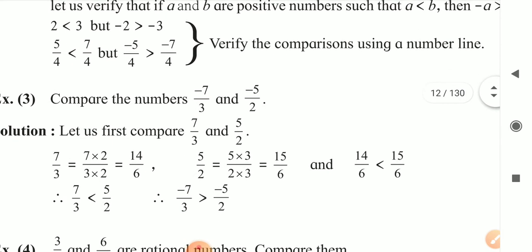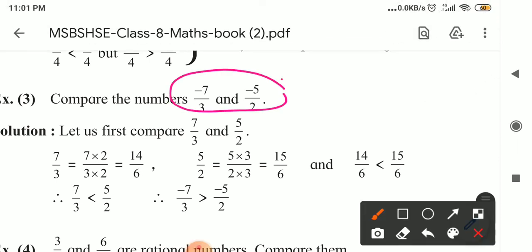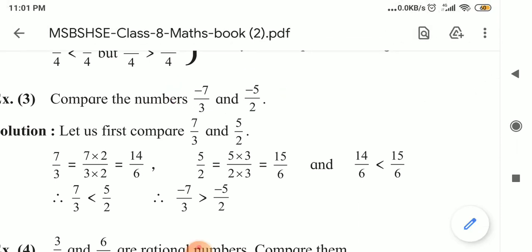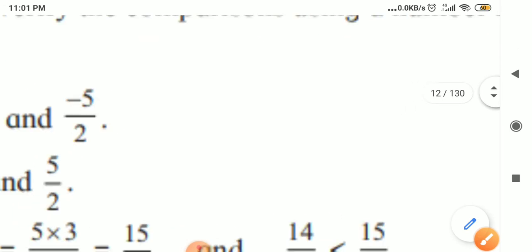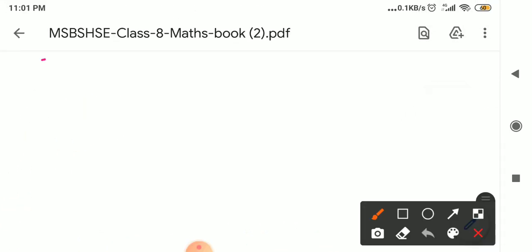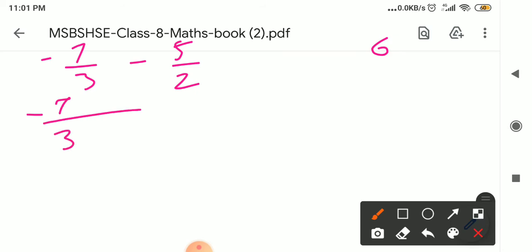Now here we have to compare the numbers, but both numbers are negative. So let us solve the example. Minus 7 upon 3 and minus 5 upon 2. As I told you, in the tables of 3 and 2, the first common number is 6. So to make it 6, 3 we have to multiply with 2. 3 2's are 6. That's why we have to multiply this fraction, numerator and denominator, with 2.